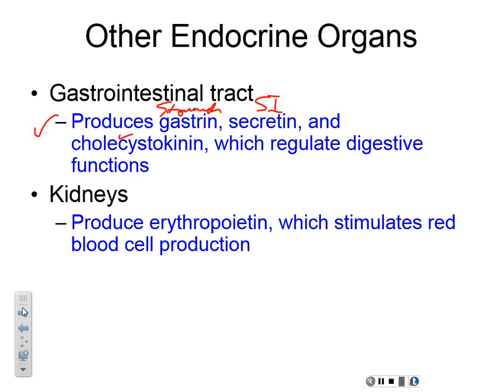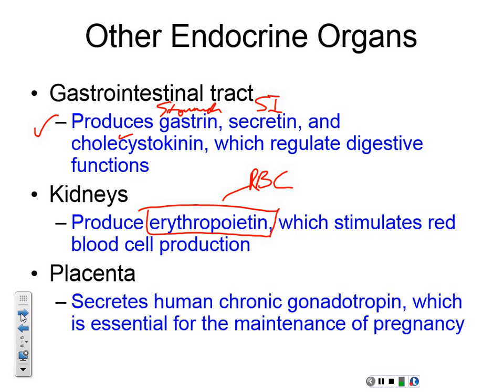All right, and then the kidney produces erythropoietin, which is involved in red blood cell production. Okay, erythropoietin. Why? Because the kidney filters blood. It knows exactly what is in blood. Okay, erythropoietin stimulates red blood cell production.